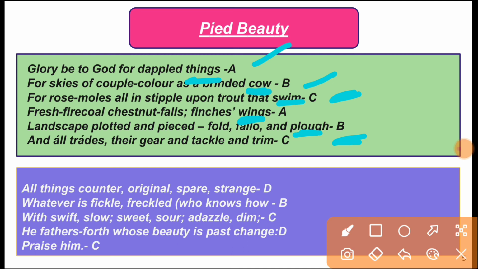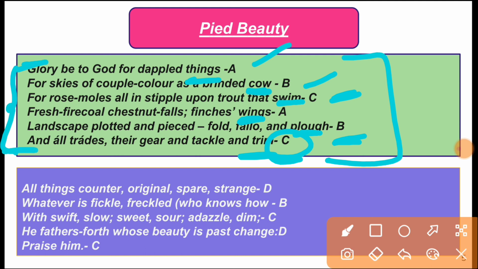And all trades, their gear and tackle and trim. Again I mark the word trim with C rhyme scheme, because you can see here swim as well as trim sound similar. I have already told you that the first stanza of the curtal sonnet contains 6 lines. These lines are 6 in total, and the rhyme scheme is ABC ABC.